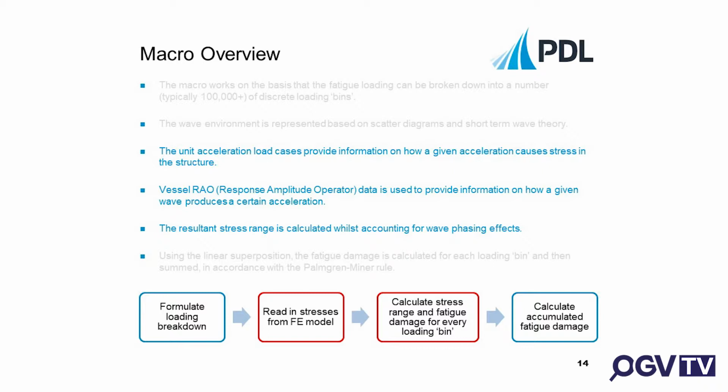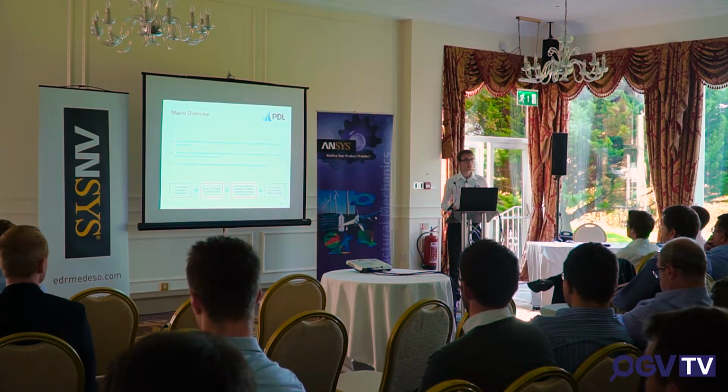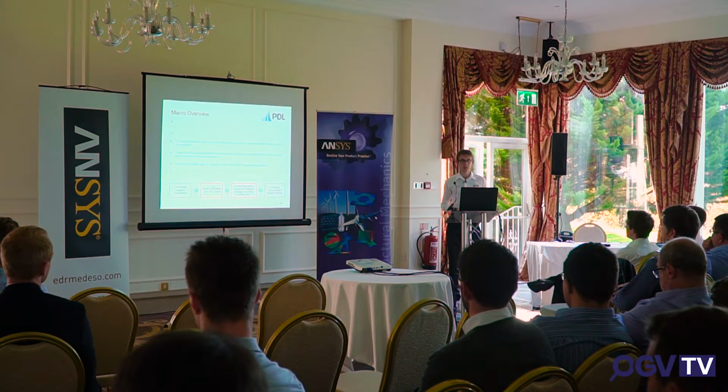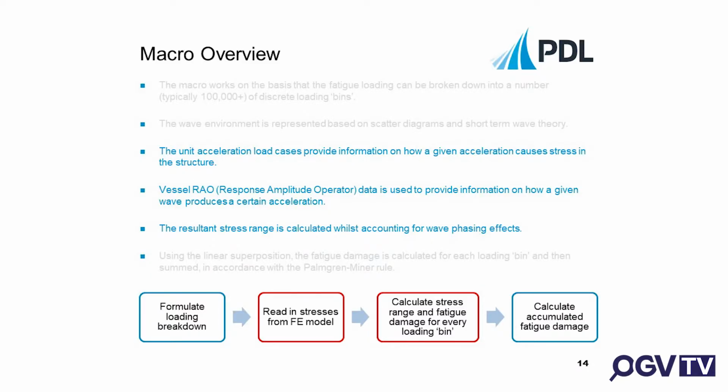So we know what waves hit our vessel. Then we can use RAOs, response amplitude operators, which tell us if this wave hits our vessel, what acceleration we get at a point on our vessel. Okay, so we know that. If we get this acceleration, what stress do we get? Well, we run an FE model that tells us that. So we know stress range. And then we can calculate cycles to failure using an SN curve and calculate fatigue damage.